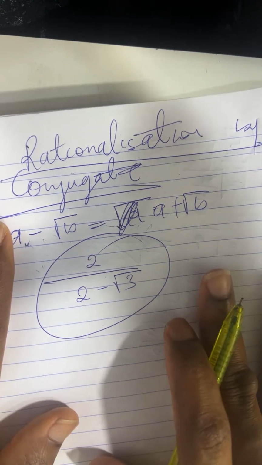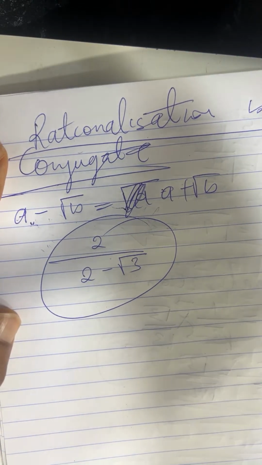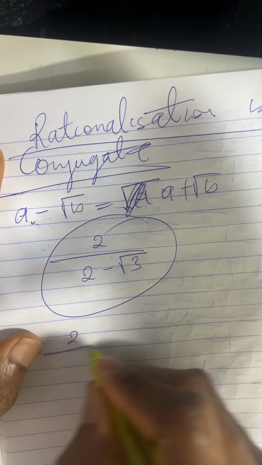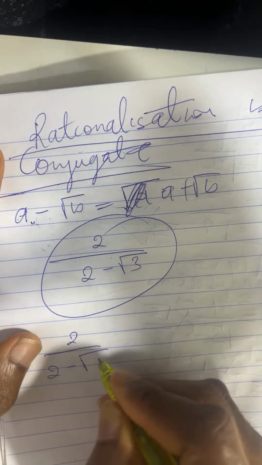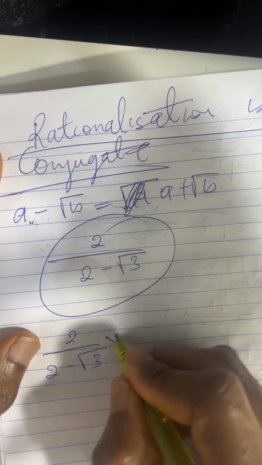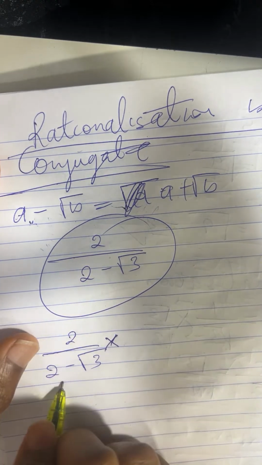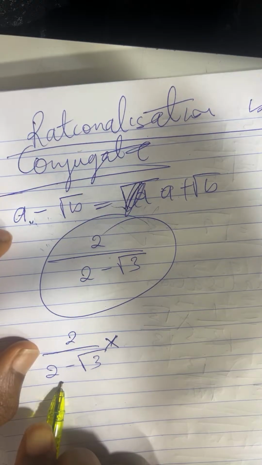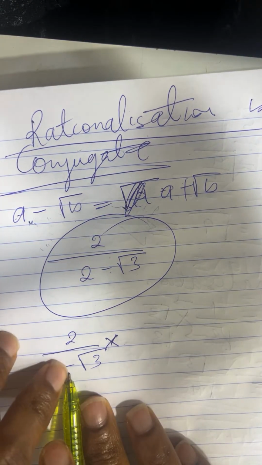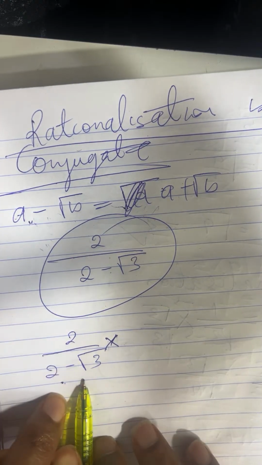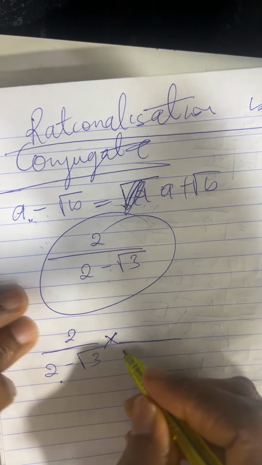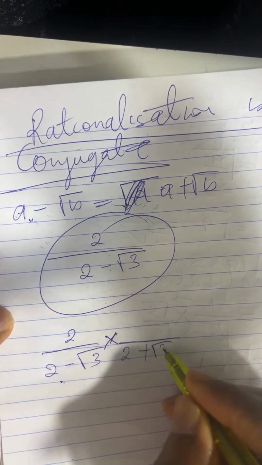But for us to rationalize it, it is very, very easy. So what do you do to rationalize 2 over 2 minus root 3? It's simple. What you have to do is to multiply by the conjugate of the denominator. Remember, I told you when you're talking about conjugate surd, you just change the sign. So the sign here is minus. To multiply with the conjugate surd, I'm going to change this minus to plus. So we have 2 plus root 3.